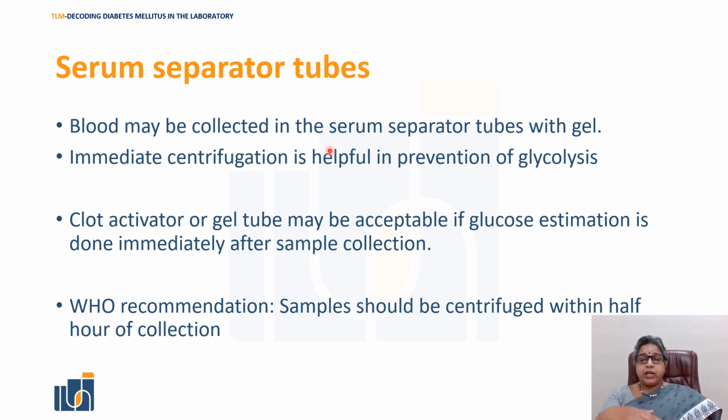So a clot activator or a gel tube may be acceptable if the glucose estimation is done almost immediately after sample collection. Now, what is the WHO recommendation? Samples should be centrifuged within half an hour of collection. So there is no point in trying to collect the sample somewhere and transport it 400 kilometers away to get a blood glucose value. You should be able to do it in your lab, but you should wait for the clot to be formed before you centrifuge it. So these are important clues, based on which you can start collecting the samples for the analysis of glucose.